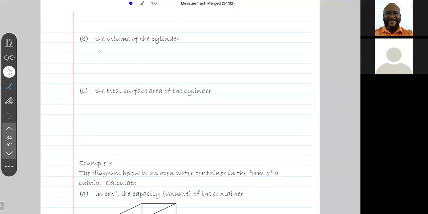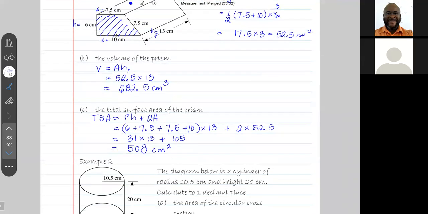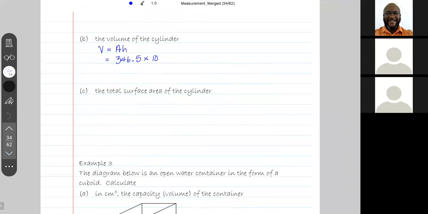Now, the volume of the cylinder, volume V, is equal to A times H. The area of the cross section we just calculated is 346.5 times the height of the prism, which was what? Was it 20? The height of the prism is 20. Yes, sir. All right, so let's erase this 10 and put 20. So we then multiply this by 20. And we get that the volume is 6,930, and this is centimeters cube.